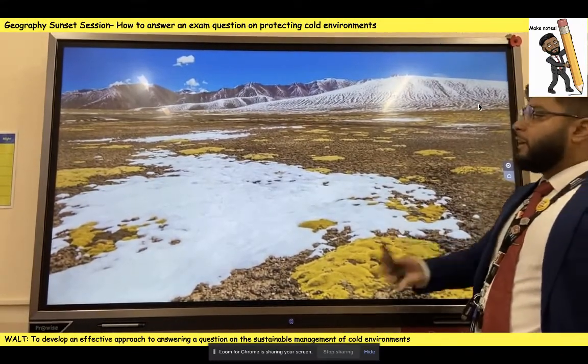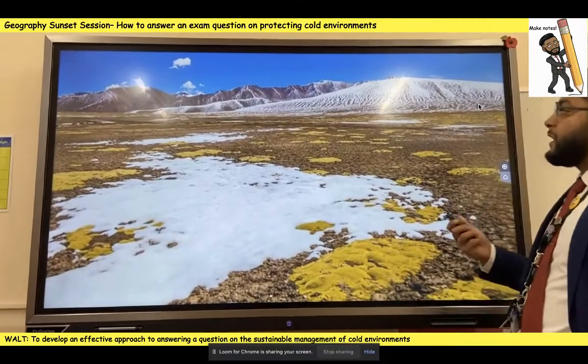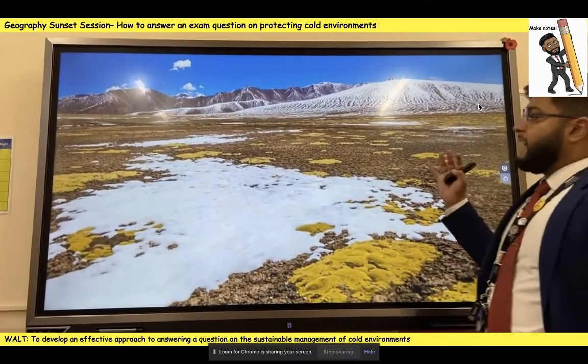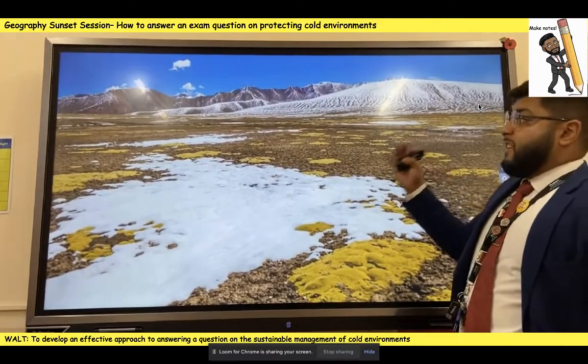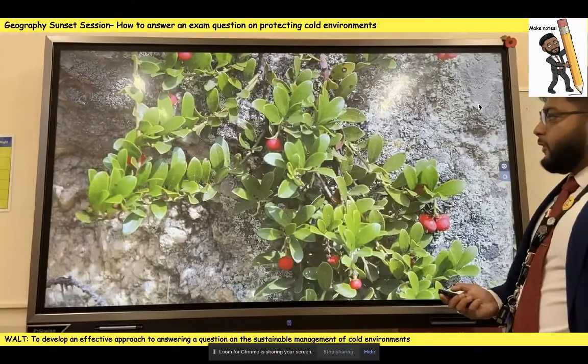So we've got some mosses, some lichens. We might also get some shrubs or ferns. The soil is not permanent. Some of the soil is not permanently frozen, but most of it is what we call permafrost.